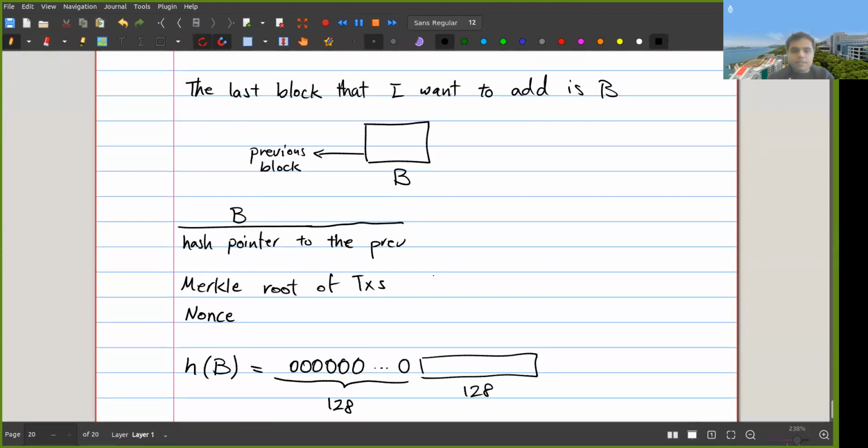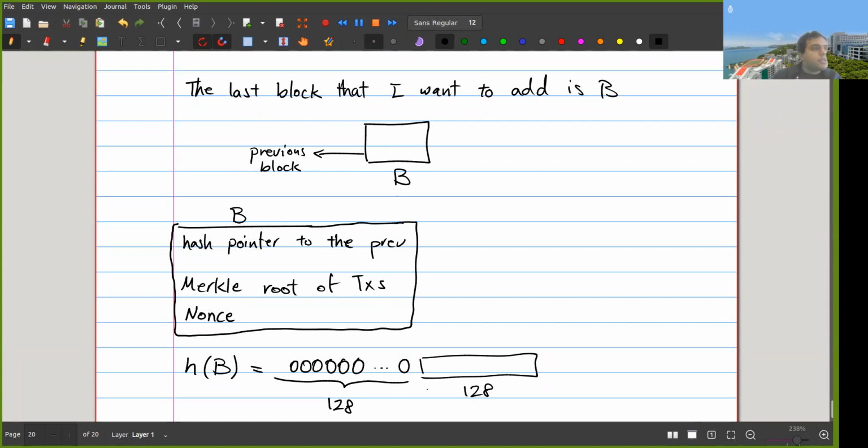So this is the problem that I want to pose here. You can add your block B if your block has this particular property: when I take the hash of your block, the first few digits are just 0. I can then talk about how I choose the number of digits that should be 0, but for now, let's say it's just 128.